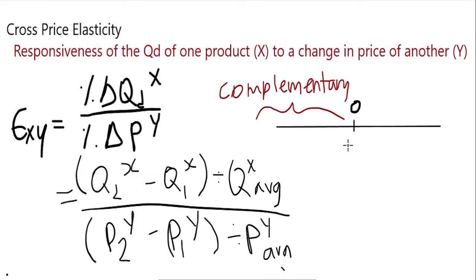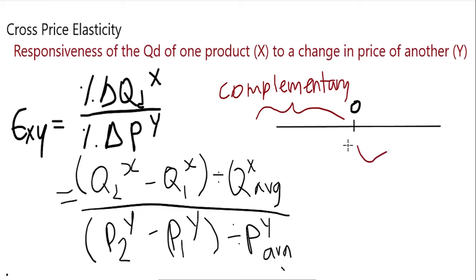So you just got to think back at what does it mean to be a complementary good? How does it affect the good? Why is this value going to be less than 0? Well, it's because they have that sort of relationship where they're moving in different directions.